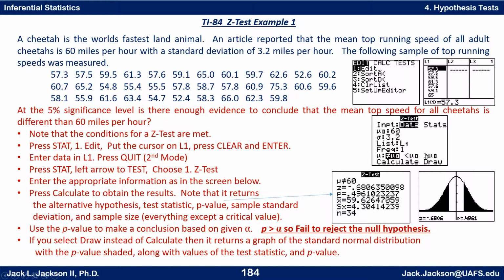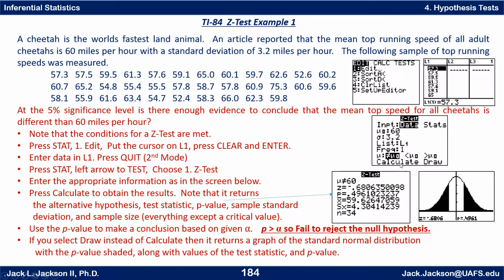Now we have a choice of our 3 possibilities. Two-tailed, left-tailed, or right-tailed for the not equal to, less than, or greater than, respectively. So the one on the right, greater than, that's right-tailed, less than, the middle, that's a left-tailed, and then not equal to is the beginning, that's a two-tailed. Okay, suppose we want to do a two-tailed test. Here's the question. At the 5% significance level, is there enough evidence to conclude that the mean top speed for all cheetahs is different than 60 miles per hour? So the different than tells you it's a not equal to or two-tailed test.